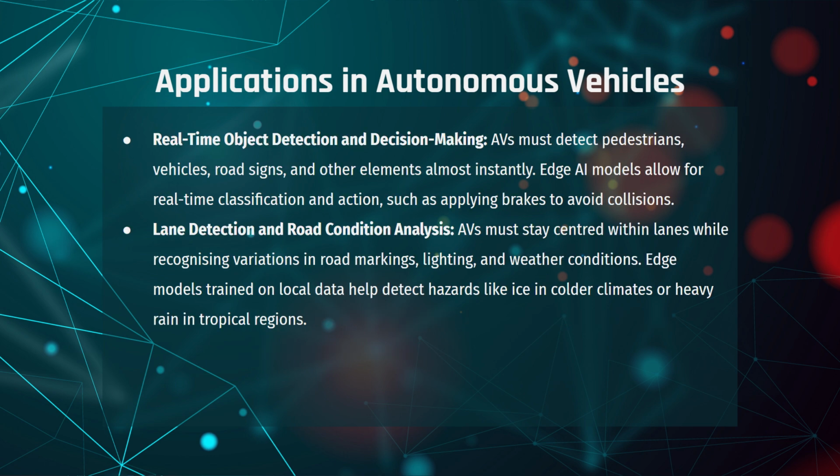The first is real-time object detection and decision-making, as AVs must detect pedestrians, vehicles, road signs, and other elements almost instantly. Edge AI models allow for real-time classification and action, such as applying brakes to avoid collisions. The next is lane detection and road condition analysis. AVs must stay centered within lanes while recognizing variations in road markings, lighting, and weather conditions. Edge models trained on local data help detect hazards like ice in colder climates or heavy rain in tropical regions.